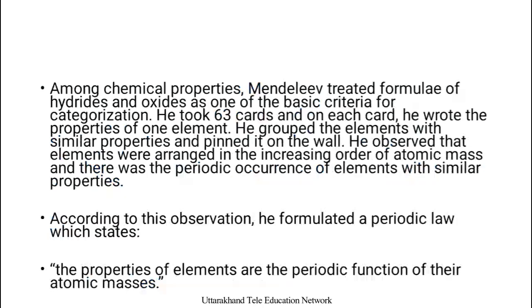Among chemical properties, Mendeleev treated formulae of hydride and oxide as one of the basic criteria for characterization. He took 63 cards and on each card he wrote the properties of one element. He grouped the elements with similar properties and pinned them on the wall.